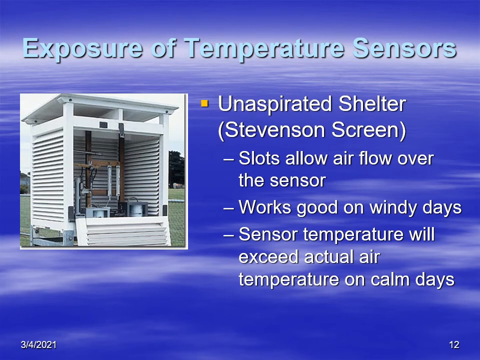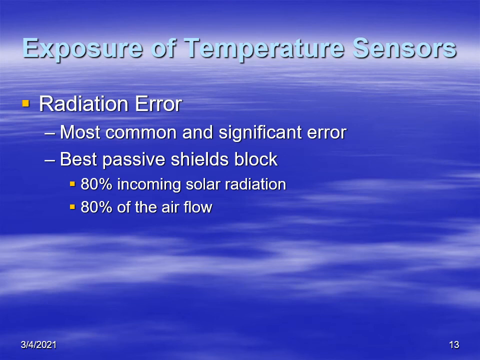The Stevenson screen is unaspirated, which means it works on the principle of airflow. Wind. The wind is blowing, and as the wind blows, it blows through the louvers in the Stevenson screen, providing good aspiration for the thermometers. So this shelter works really well on windy days, but when the air is stagnant or calm, then you might have an increase in temperature inside the shelter, and the actual temperature may be lower than what the thermometer is reporting. Radiation error tends to be the worst type of error that you can have with a thermometer. It's very common and it is significant.